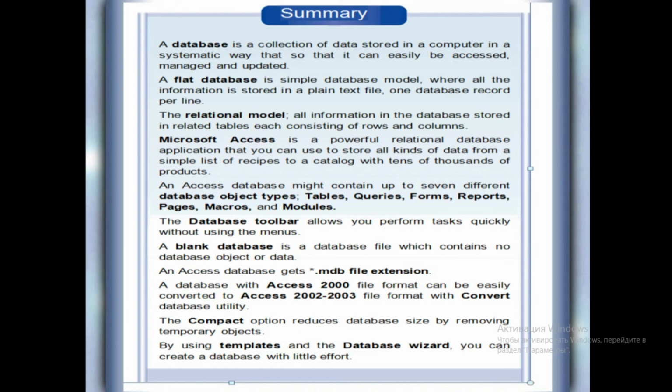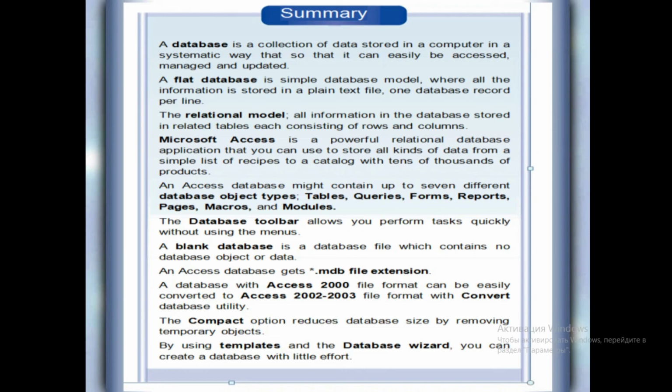An Access database might contain up to 7 different database object types: tables, queries, forms, reports, pages, macros, and modules. The Database toolbar allows you to perform tasks quickly without using the menus. A blank database is a database file which contains no database objects or data. An Access database gets the MDB file extension.